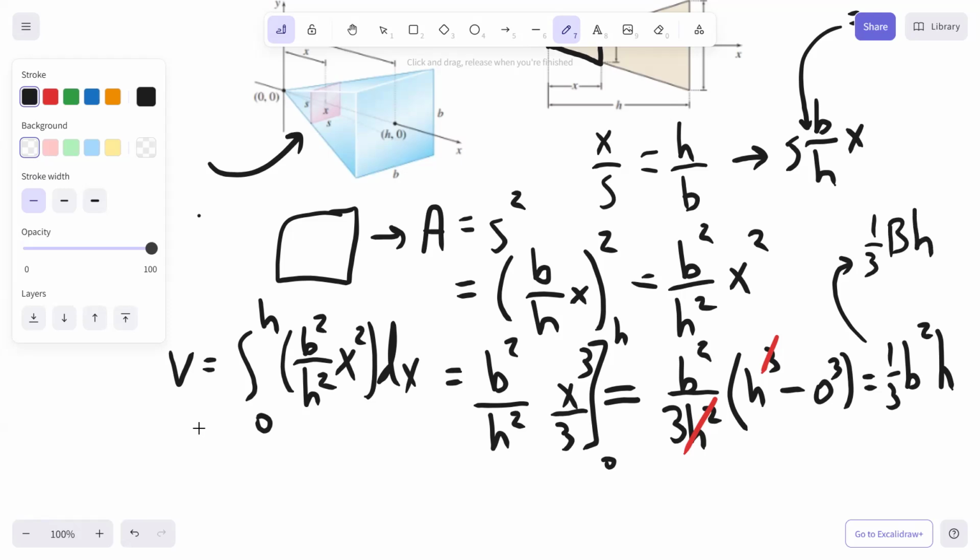And there you have it. Again, the volume formula for a pyramid that we learned way back in geometry, proved using calculus.